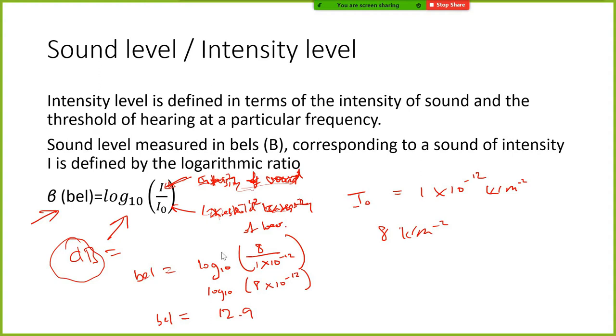All right, the log scale is more sensitive to large and small values. When you consider 10 to the minus 12, that is a very small value. Can we agree? Would you agree that the threshold? So let's look at our threshold intensity of hearing. What is the value for the threshold intensity of hearing?